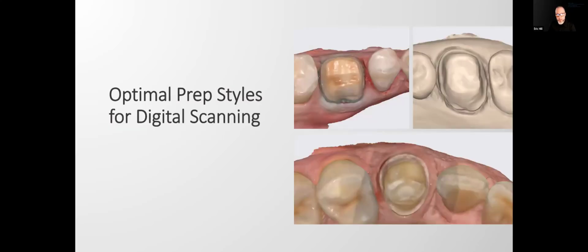So optimal prep styles for digital scanning, of course, are going to be supragingival, or at least evacuated to the point where you can see the margin clearly. You're going to see a couple good versions of that here in a minute. But as you can see here on the top right, that's pretty much as ideal as you're going to get. On the bottom of that, while you can see that in a color format or PLY, it doesn't necessarily mean that's super clear. And we'll get into that in a minute here.